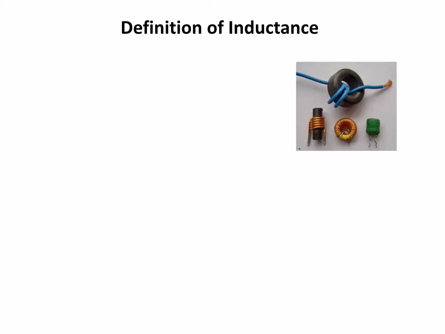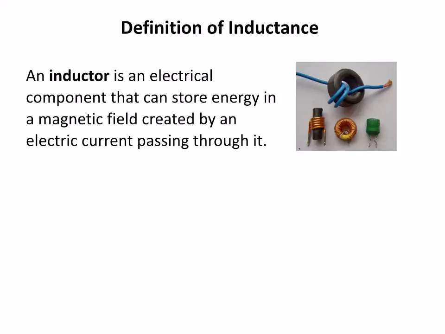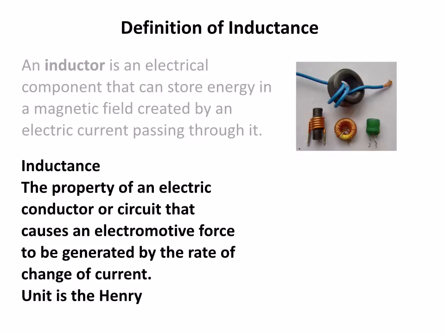This is video 4 in the AC theory unit, and in this video we're going to look at inductance. Now, an inductor is any sort of component that can store energy in a magnetic field, and it's usually a coil of wire. But as you can see in this picture, just a single wire wound around some sort of former can be an inductor and can induce current.